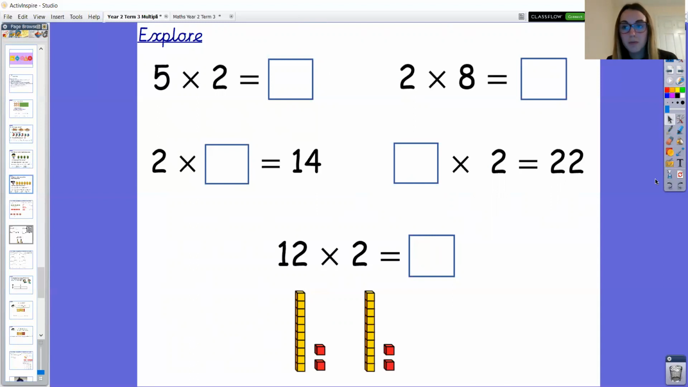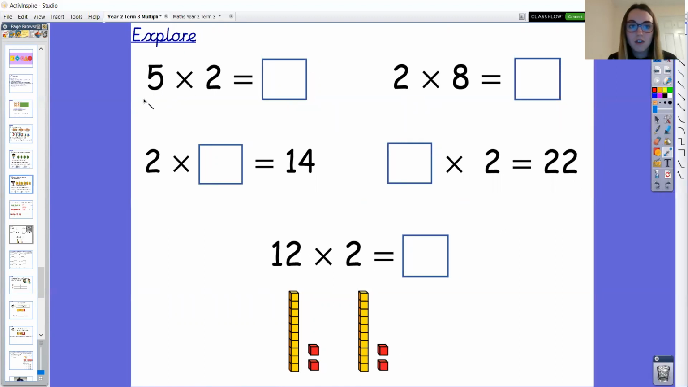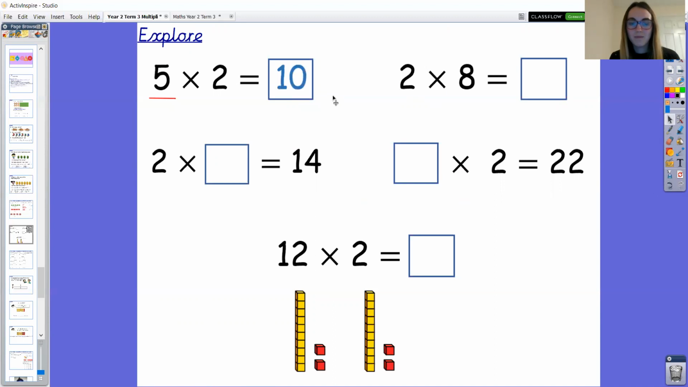5 times 2 is the same as 5 lots of 2. So if you find this a little bit tricky, you can count in your 2s to help you. So I can see that there are 5 lots of 2. So I'm going to get my 5 fingers ready to count in my 2s. Are you ready? Join in with me. 2, 4, 6, 8, 10. Brilliant. So we know that the total is 10.